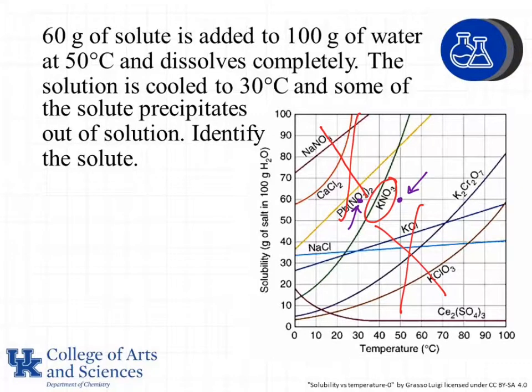Note that I still had KNO3 for my first data point because its solubility at 50 degrees Celsius is about 88 grams. So if I put 60 grams of KNO3 in 100 grams of water, it would all dissolve. However, if I have 60 grams of KNO3 at 30 degrees Celsius, it would not all dissolve because the limit at 30 degrees Celsius is about 45 grams of solute per 100 grams of water. Remember, the lines on the graph show us the maximum amount that will dissolve at a given temperature.